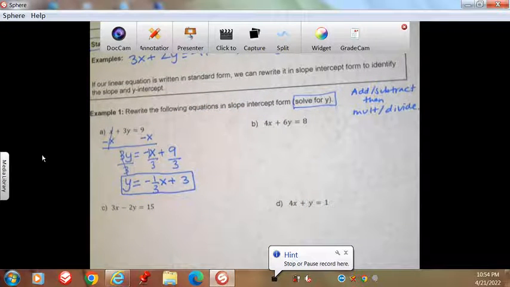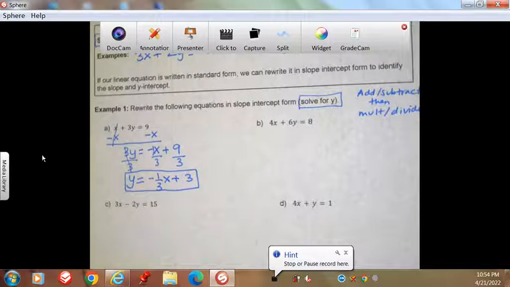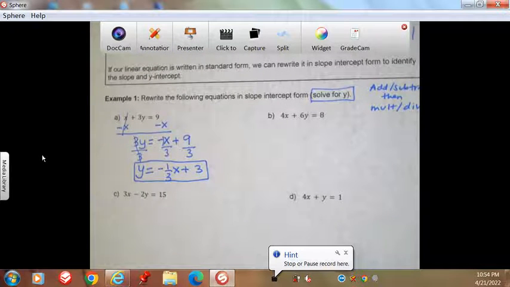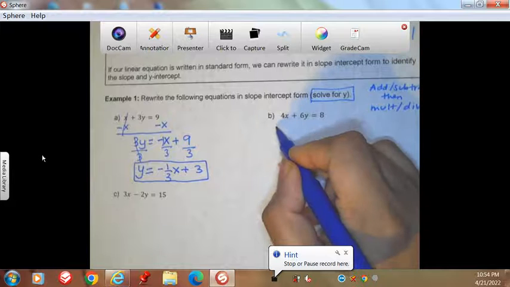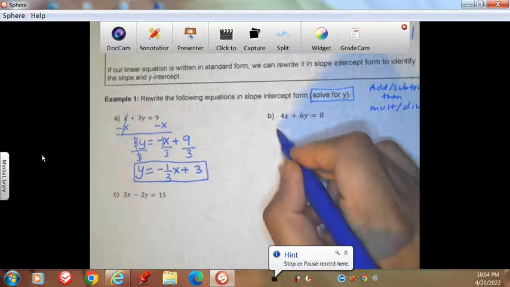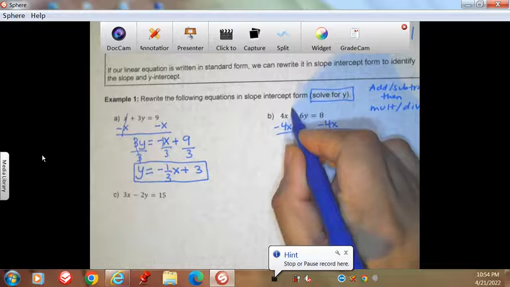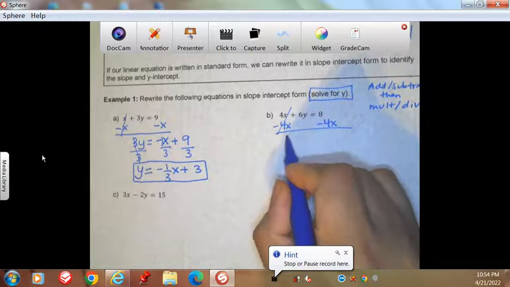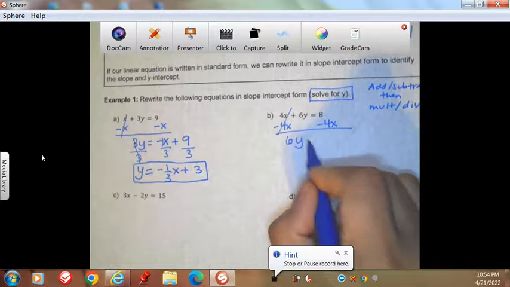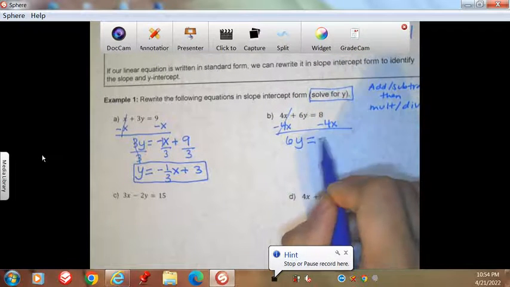So let's try a few more of these examples. They're all the same idea, but the more you practice these, the easier it gets. So let's try another one. This time the 4x, we need to move out of there. So we subtract 4x from both sides. That gives me 6y to bring straight down, and an equal sign. And then remember, put the negative 4x part first, and then the plus 8.